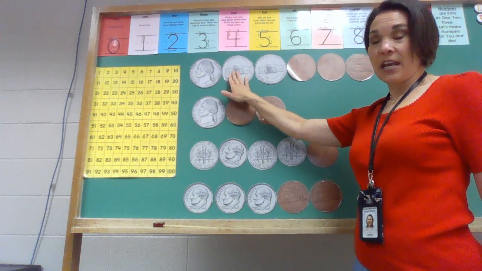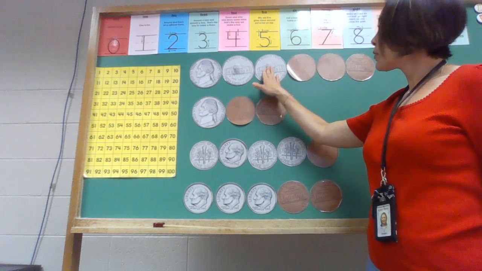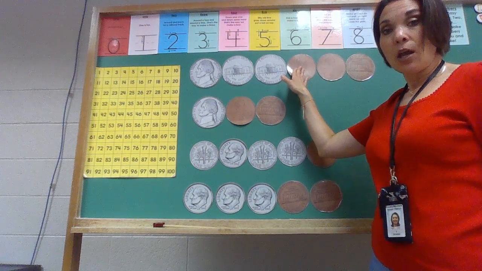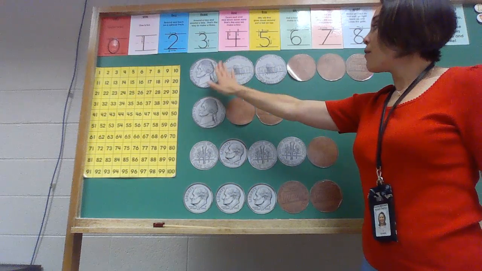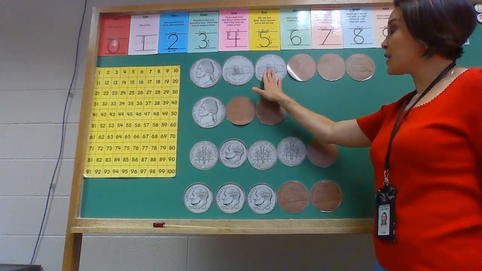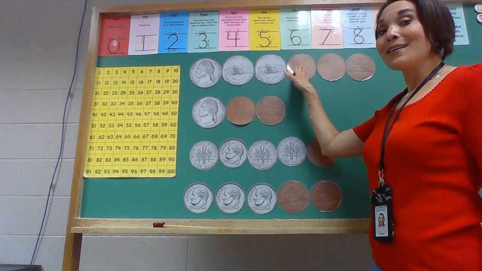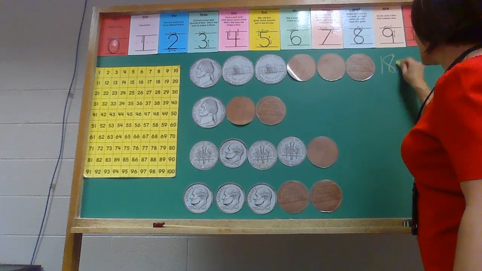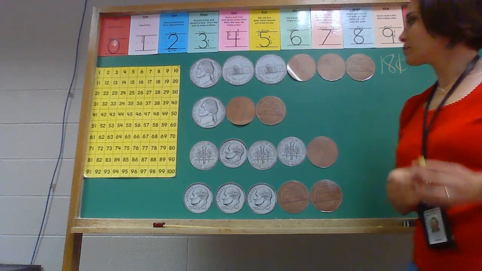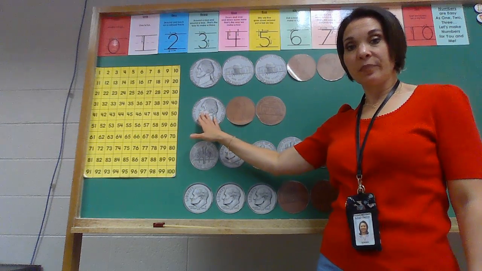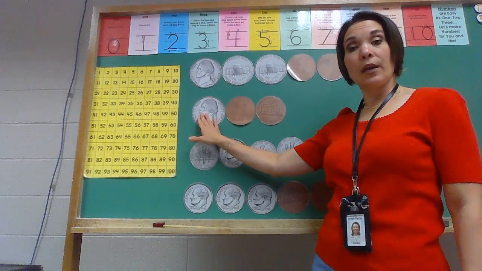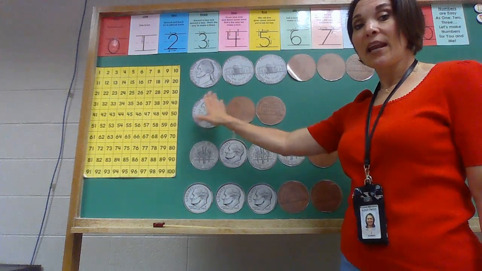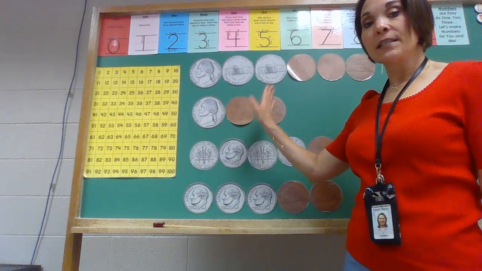5, 10, 15. I can't say 20 because this is not a nickel. This is a penny. So I have to change it. 5, 10, 15. Now switch it to ones. 16, 17, 18. So this is 18 cents. This one, let's take a look. I have nickels and pennies again. 5. I have to switch it now because this is a penny. 5, 6, 7.